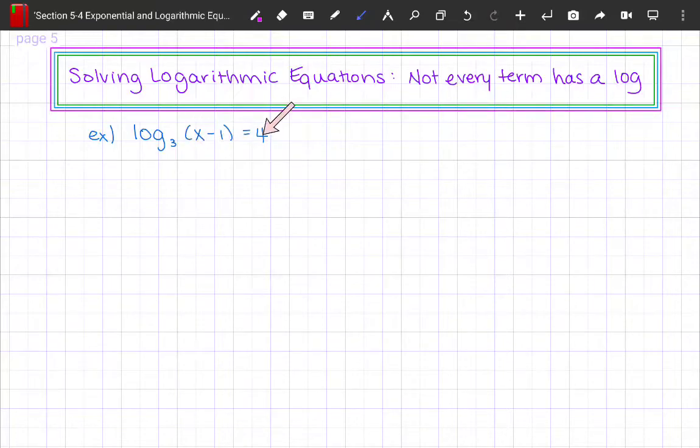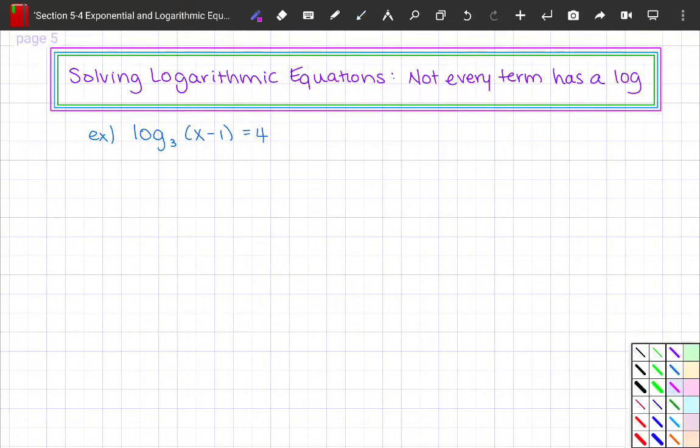But we can rewrite as an exponent. And that's what you do. So 3 to the 4th power is equal to x minus 1. And 3 to the 4th power is 81. We add 1 to both sides, and x is 82. And that's it.